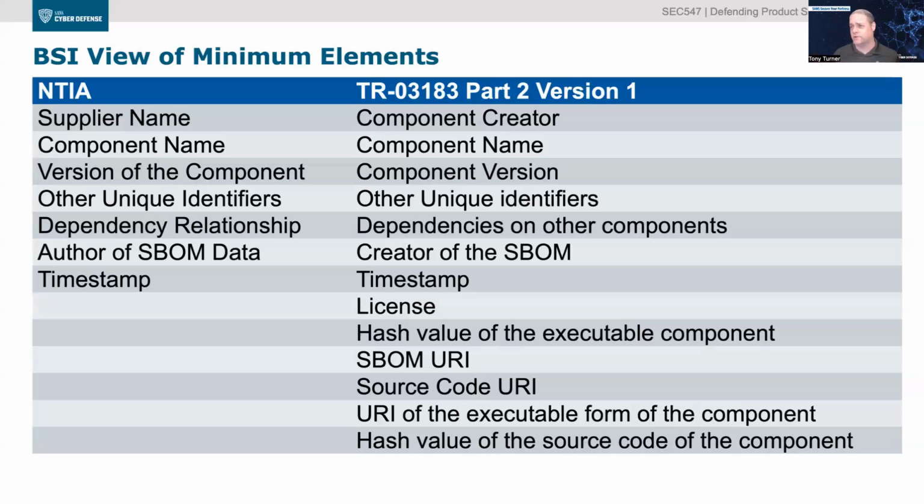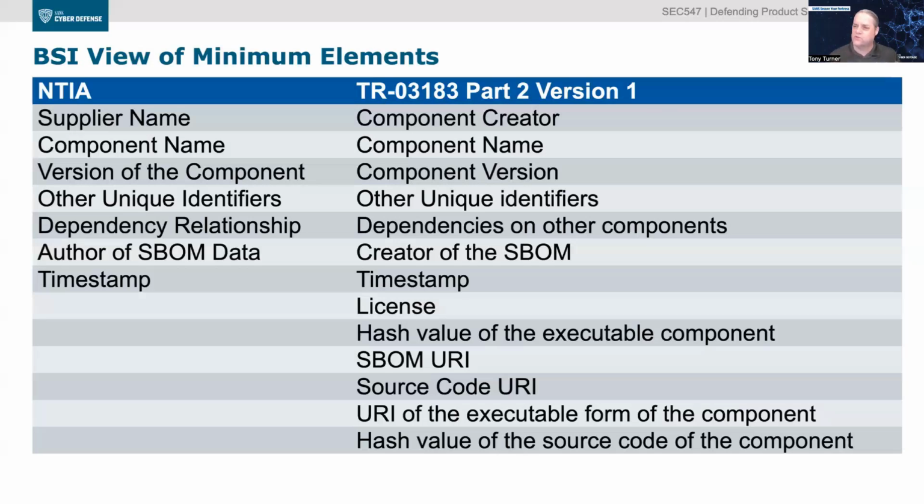But the BSI document took things further, right? They said, we also want information about the license. And in the new version, there are several different fields that relate back to license that are part of this. Software license is obviously very, very important to the German government. Hash value of the executable component. We're starting to see hash values of the executable component, of the source code of the component.